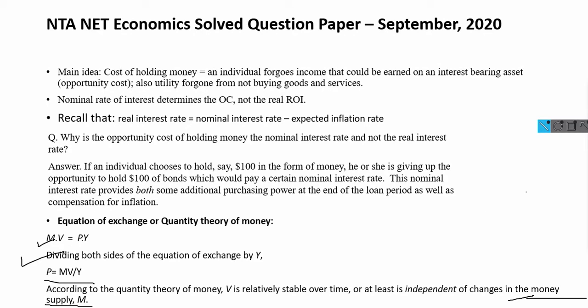Okay, so the idea is we are looking at the cost of holding money. That is the income foregone by an individual which could be earned on an interest bearing asset, and secondly the utility foregone from not buying goods and services. Now let's get back to the question and try to understand which of the options were in fact correct.